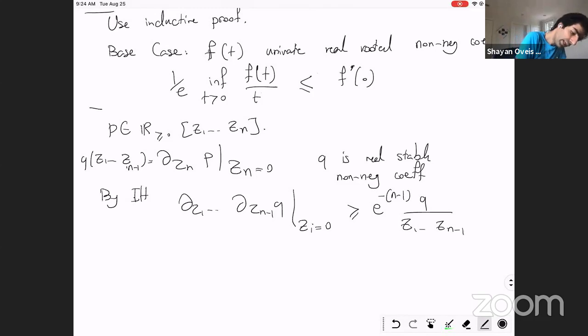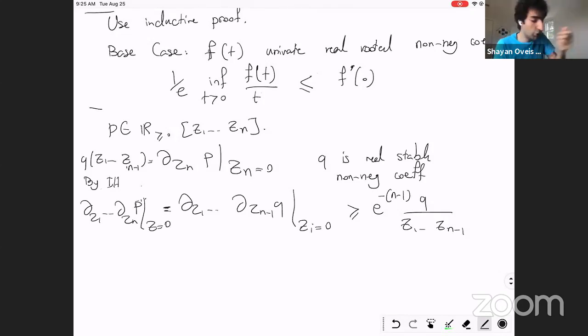Let me say one more thing. The left-hand side here is exactly equal to the object I'm interested in: partial z1 up to partial zn of p evaluated at 0, because q was itself a differentiation of a derivative of zn. Now I differentiate everything else, so this is equal to the left-hand side.